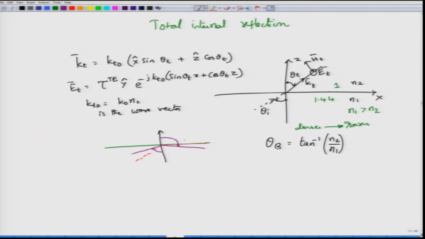So, purely from the theta t value, this has now increased beyond 90 degrees, right. Up to here is 90 degrees, and once the angle of incidence is increased beyond the critical angle, mathematically at least theta t has increased beyond 90 degrees.